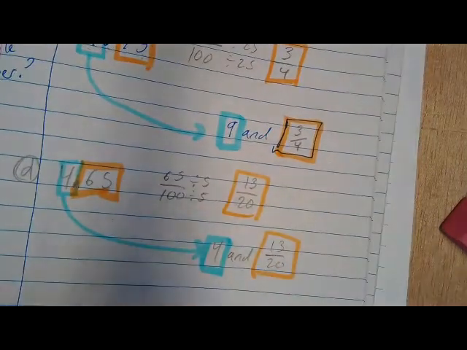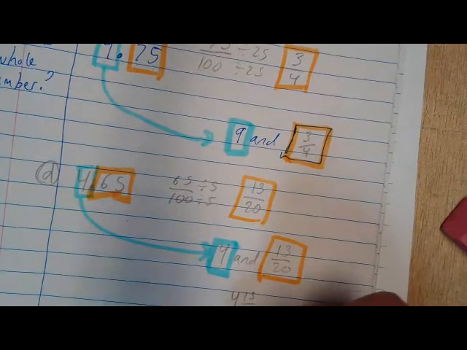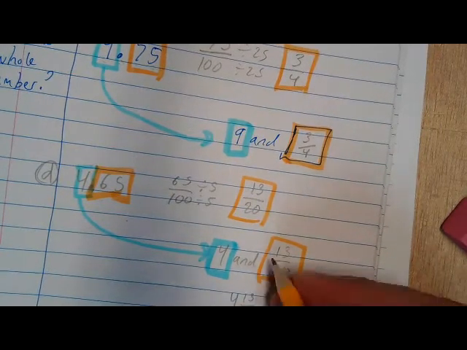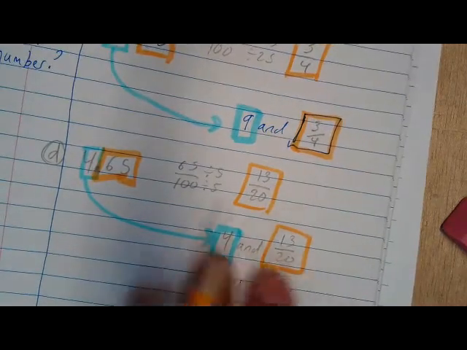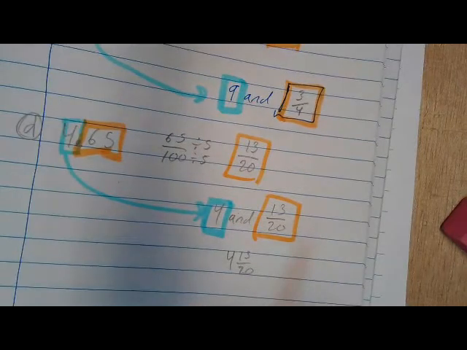Easy peasy. Okay, now in the answers, you know what? I should say it's just going to look like this. Okay? The only reason I put the word and there is just to let you know that it is separate. You have a whole number and a fraction. Okay? All right, we're up to letter E.